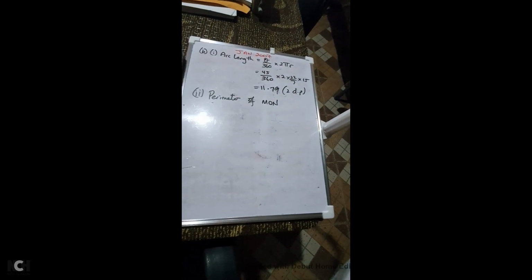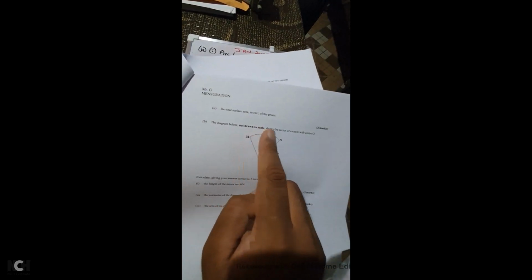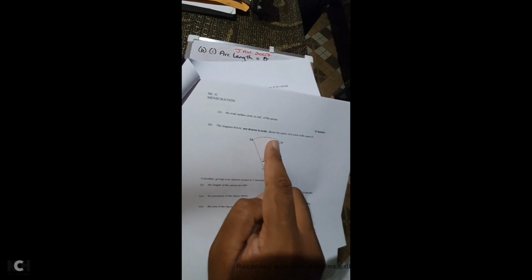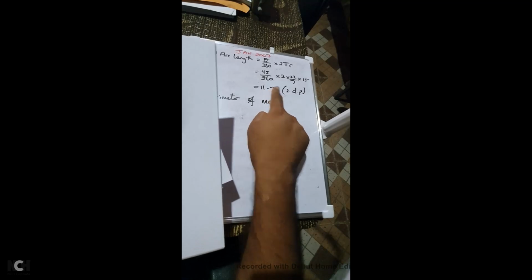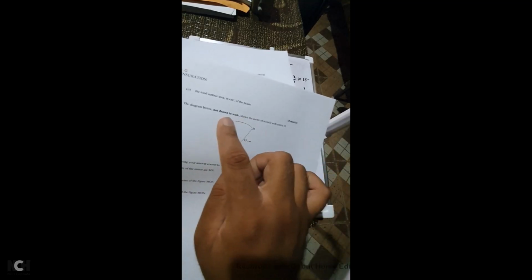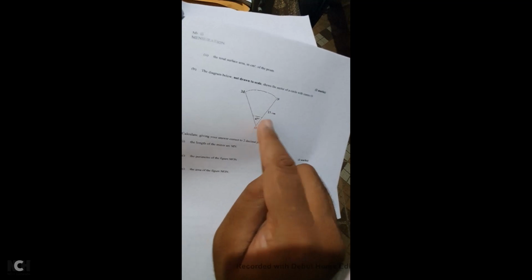So the next part of the question is asking us for the perimeter of MON. So that is MON, right? So we have to find the perimeter of that. So basically, what does that mean? It means that we have to find the length of the arc, which is the arc length, which we worked out to be 11.79. That's the length here. So we just work out this, then we add it to 15.